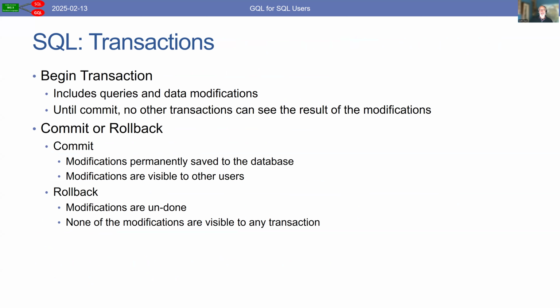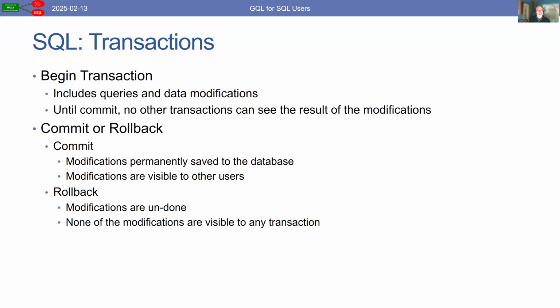SQL has transactions. The idea is that you begin a transaction and you have some level of queries and data modifications until a transaction is committed. No other transaction can see the result of the modifications. When I get to the end of a transaction, a unit of work, I can say commit or rollback.